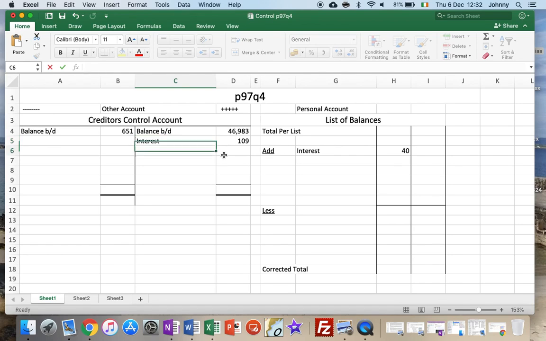Okay, and again, we're asking ourselves, do we owe more money or less? What I did here in the interest account, I said you owe me less, so I reduced my interest expense, whereas I should have said you owe more of 40, so that's where the difference comes from. So that's 69 and 40.